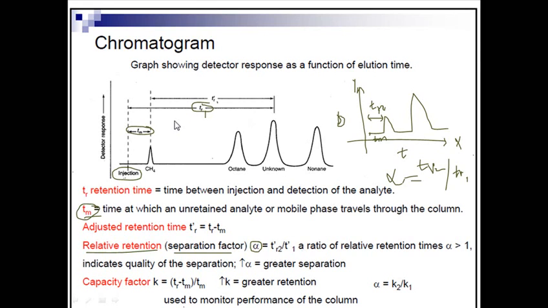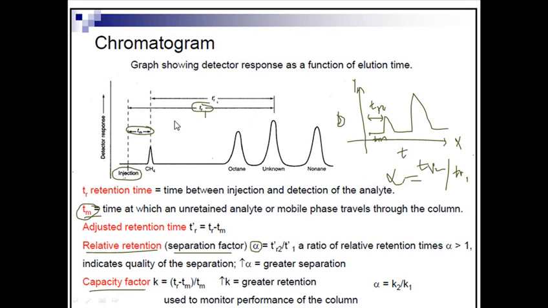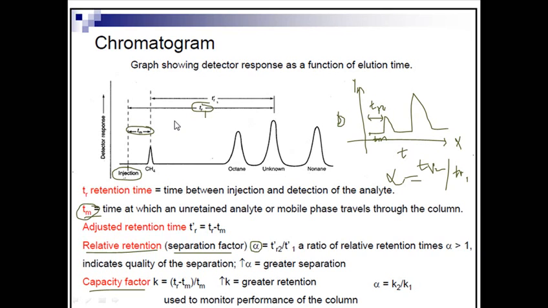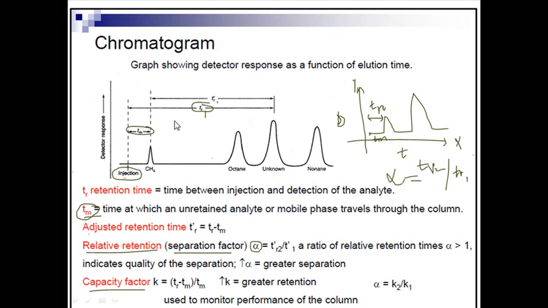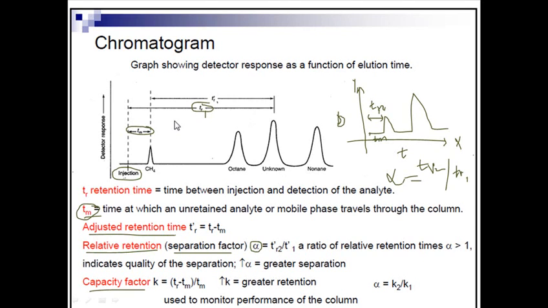Okay. Now let's talk about another factor. It is the capacity factor, or it's called the K. It is denoted with small k. So what is this capacity factor? It's simply the adjusted retention time divided by the TM. So what do you mean by adjusted retention time? Adjusted retention time is simply the difference between the retention time and the time for the mobile phase to elute.